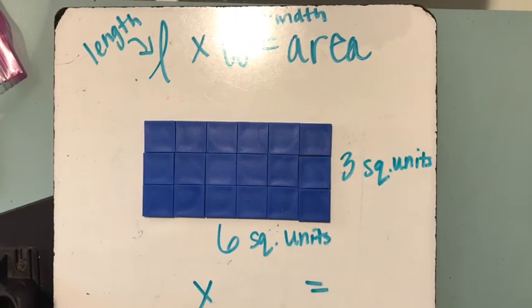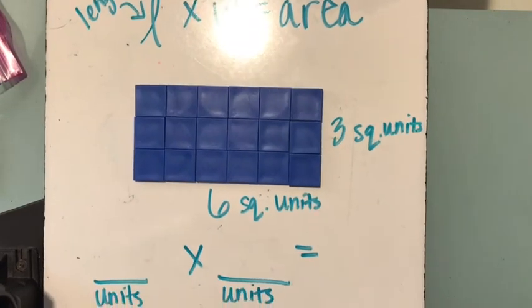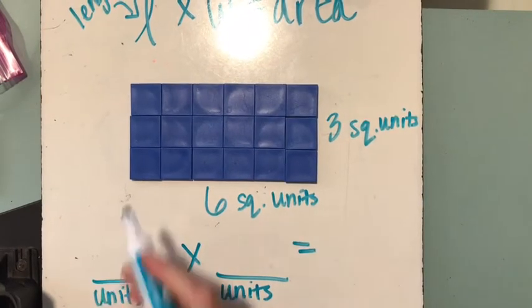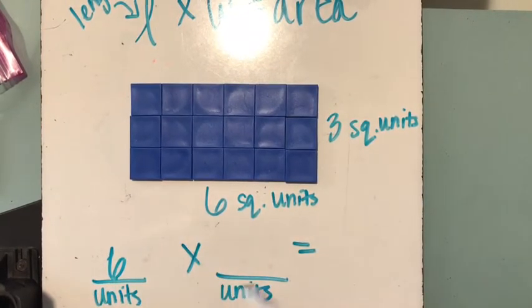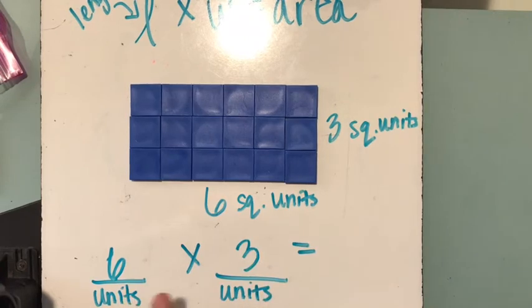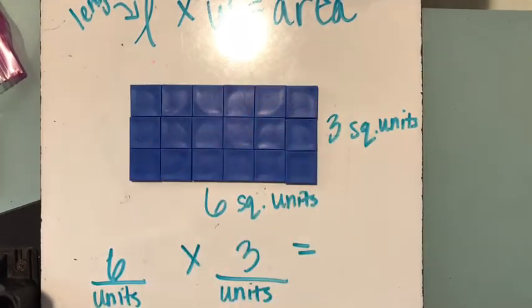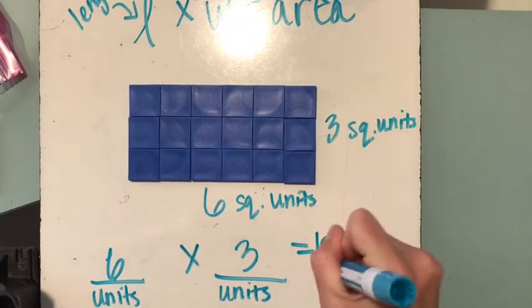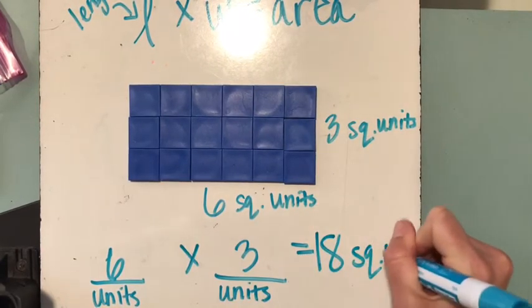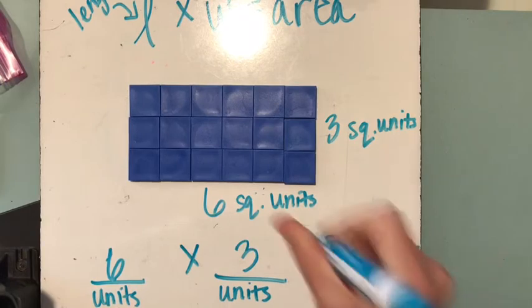Good, so now I can put those down here in my equation. So my length was 6, my width was 3, 6 times 3 is, let's see, 6, 12, 18. So I have 18 square units for my area.